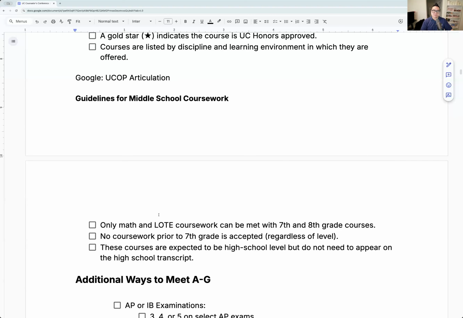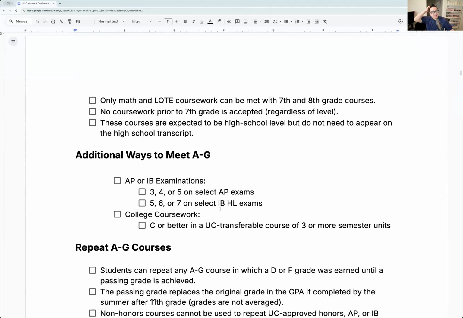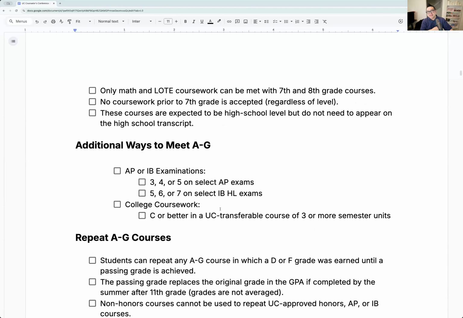So if you took algebra, geometry, or Spanish 1, Spanish 2, yes, they all count as well. You do not need to show that on your transcript. You just got to take it and you're good to go. Other ways to hit your A to G, the more non-traditional ways, is if you take a college class or an AP or IB exam and pass it, you're good to go. Realistically, most people never need to do this, because by taking the class for this exam, you already got the credit.